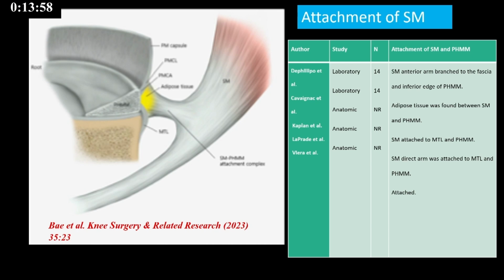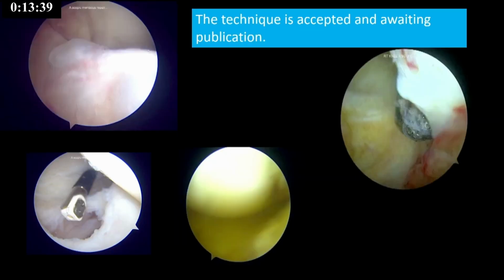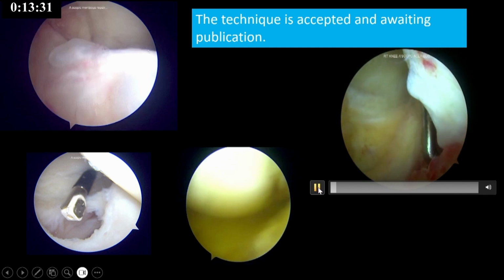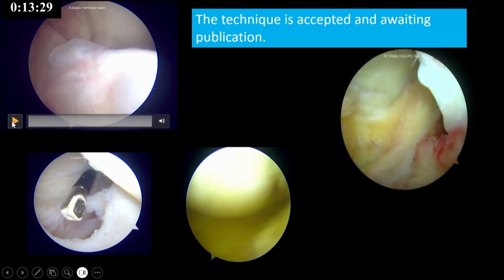The attachment sites were also studied by different researchers: De Filippo, Cavaignac, Kaplan, LaPrade. LaPrade showed about 8 attachments of the direct arm of the semimembranosus, whereas the most consistent studies showed the inferior surface of the meniscus, attached to the bony surface about 6 to 10 millimeters below the joint line. So we thought this is a good opportunity to see and dissect this lesion from posteriorly to understand the anatomy, and this is what we found.